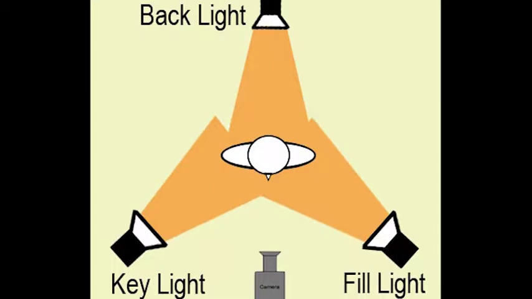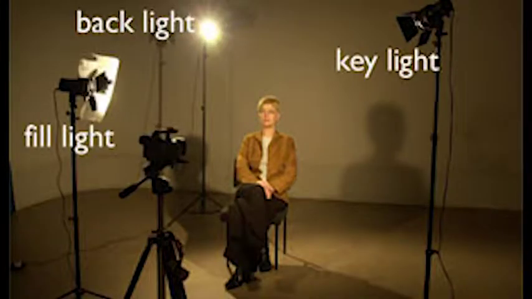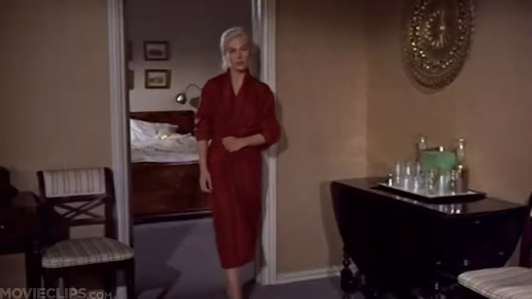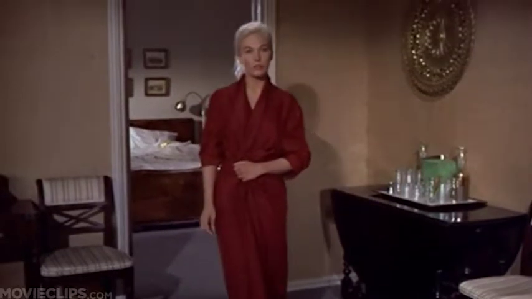Hitchcock liked to use three-point lighting for some of his studio shots, and this is usually the standard lighting setup for films and for photography. An example of this is when Madeline is in Scotty's home after being rescued.